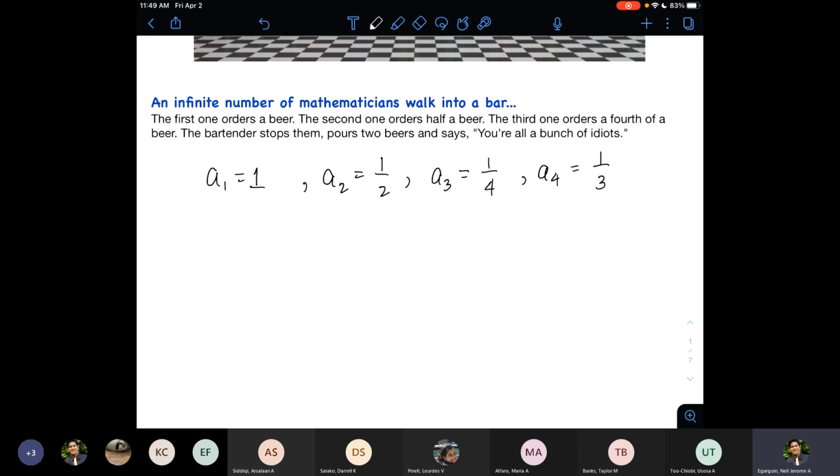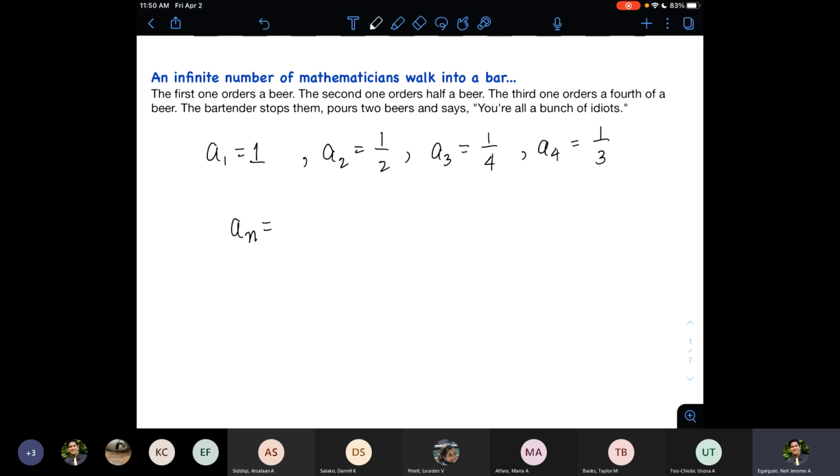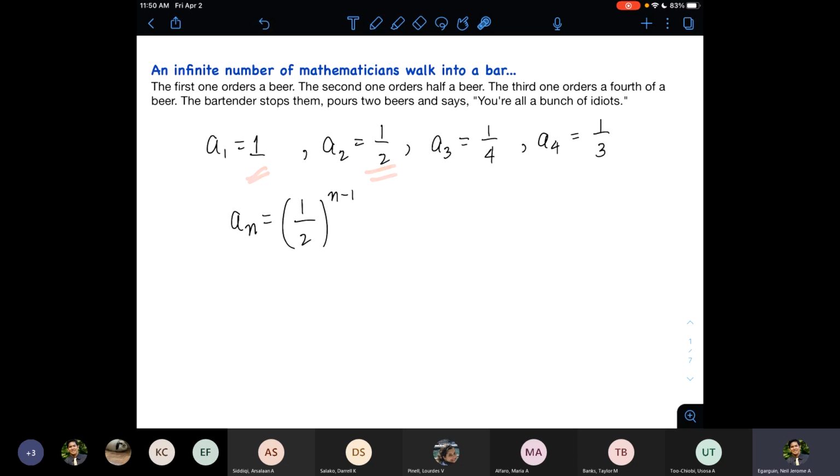So basically here, what is the pattern? It seems that A_n is equal to 1/2 to the power n minus 1, because it looks like half of what the previous mathematician ordered, right? So when n is equal to 1, you get 1, n equals 2, you get 1/2, n equals 3, you get 1/4, and so on. And so the order of the nth mathematician would be 1/2 raised to the n minus 1 cup of beer, or glass of beer, right?